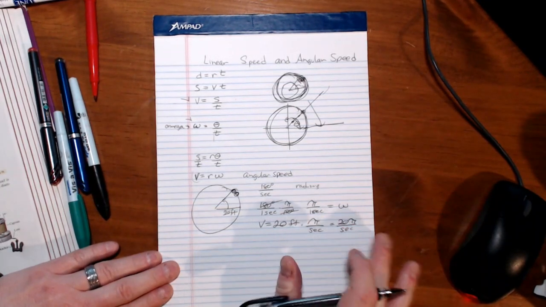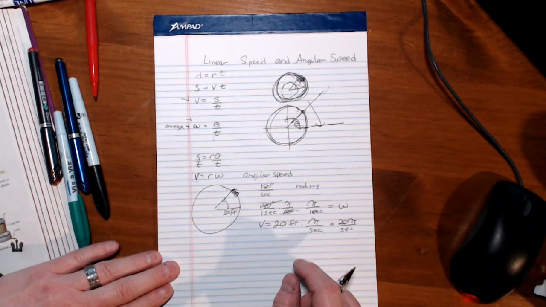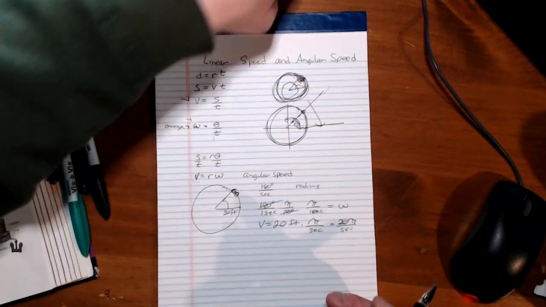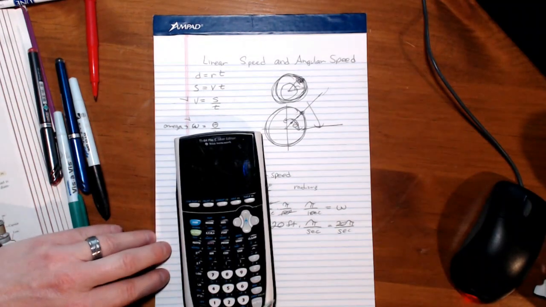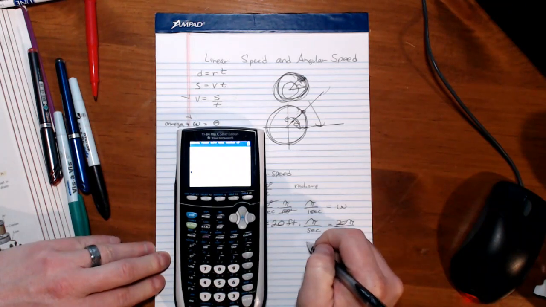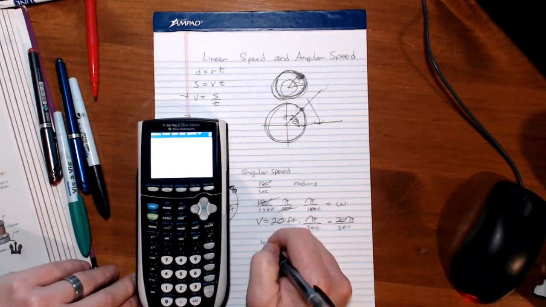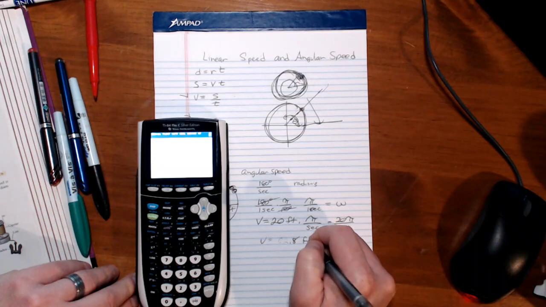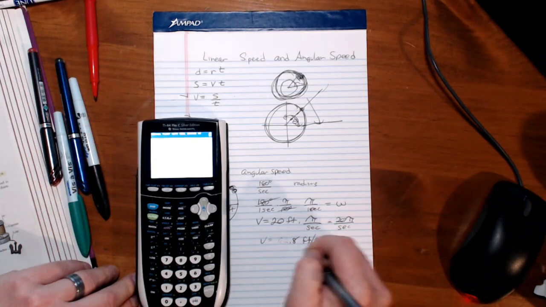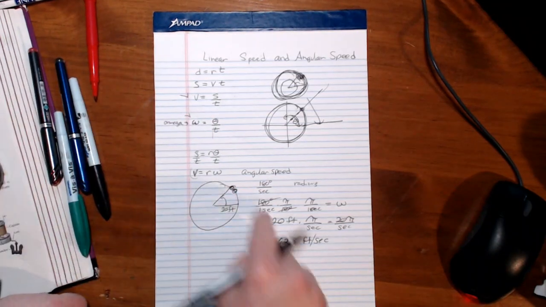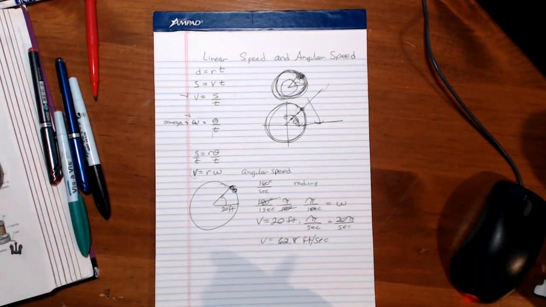Now, in this case we can leave it in terms of pi, but we probably want a good decimal answer here because we want to figure out how fast we're actually traveling. So I'm going to do 20 times 3.14, and I'm going to get 62.8. So the velocity I have is going to be 62.8 feet per second. And that's how fast I'm going to feel like I'm traveling around this merry-go-round.